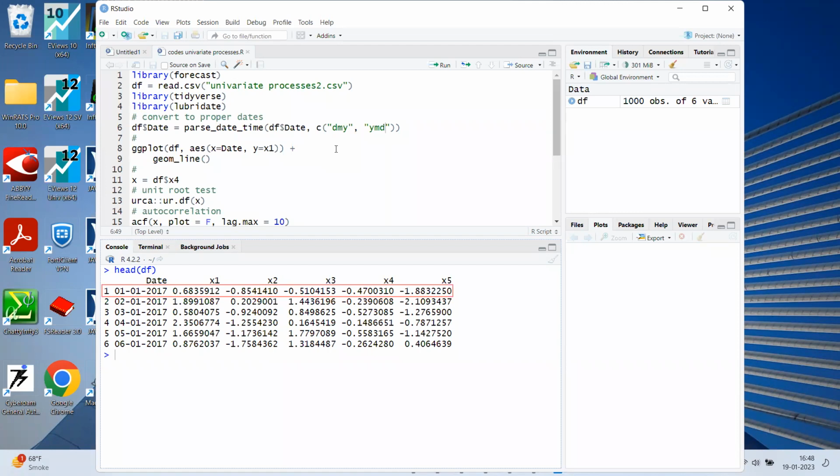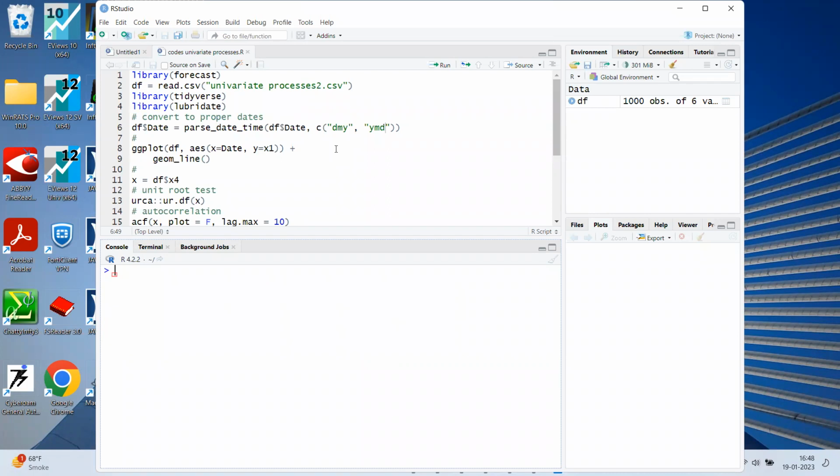01/01/2017 is in day, month, year format. But the R way of storing date is the other way. It stores date in the YMD format. Let me show you. Look at this, I have converted it, and now let me show you the structure.